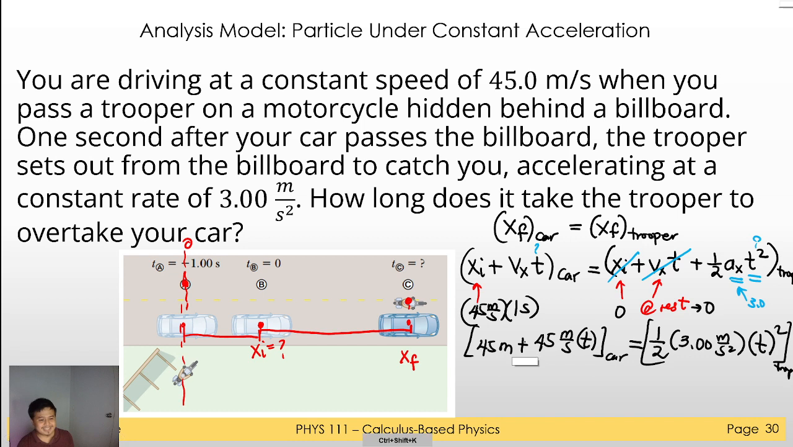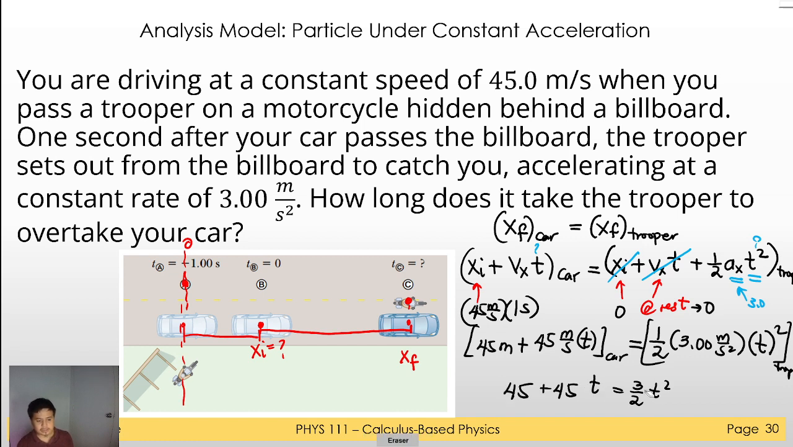Okay, so simplifying this, we have 1.5, or 3 over 2. So this will be 3 over 2 t squared, and then plus 45 t. So I will just set aside the units, guys, but through unit analysis, we can see that this will be in meters.